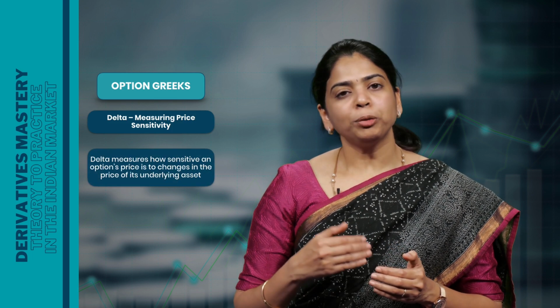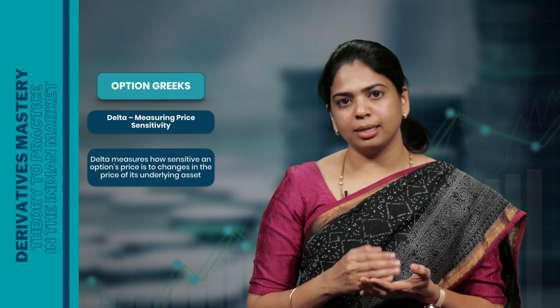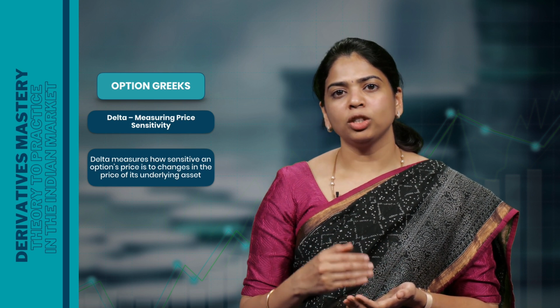Alright, let's take these one at a time and break them down into simple terms with some practical examples. First, let's start with delta. Delta measures how sensitive an option's price is to the change in the price of its underlying asset. Think of it as a speedometer of your option. It measures how much an option's price, that is the premium, is expected to change for every 1 rupee change in the price of the underlying asset.